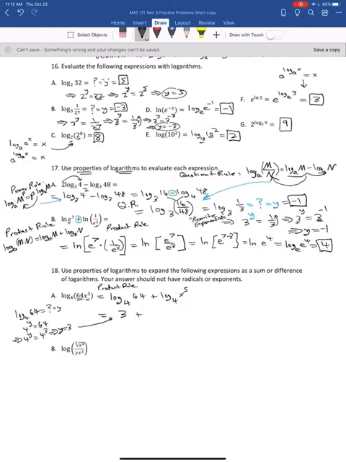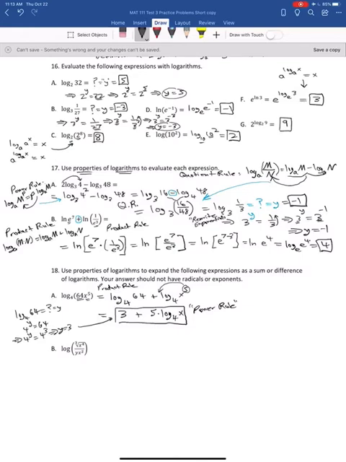And then plus log base 4 of x to the 5th power. Well, we don't want any exponents, so in our next step we're going to apply the power rule. Using the power rule, this is 5 times log base 4 of x. There's an application of our power rule. The power becomes the coefficient, so now we have no exponents, which is what it wanted. It said we shouldn't have any radicals or exponents in our final expression.